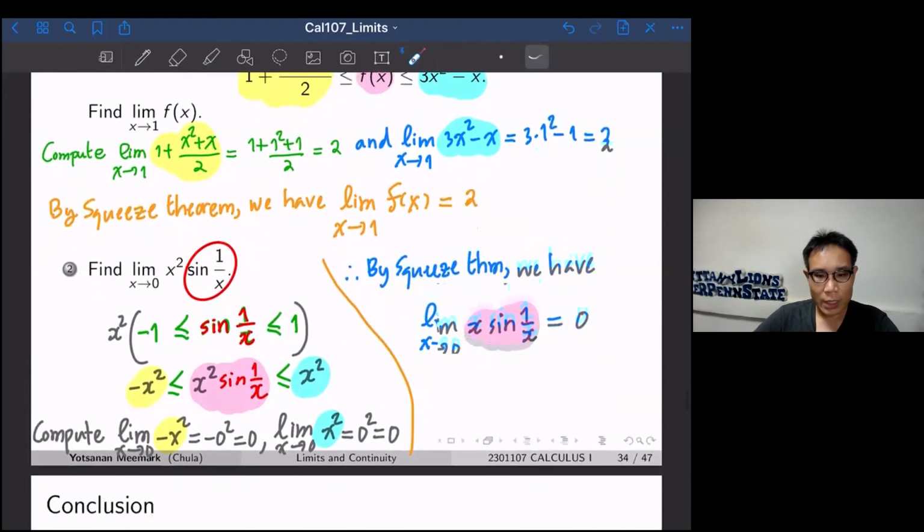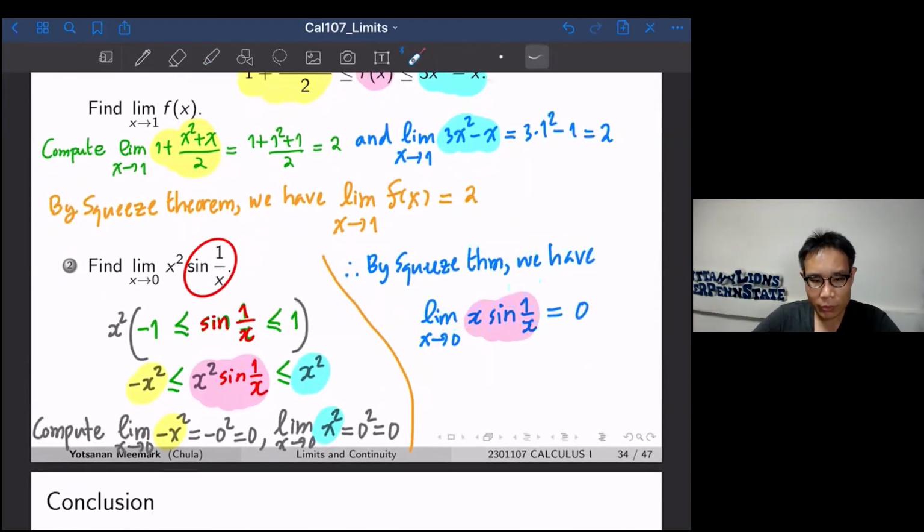Similarly, for the second guy, this one is a little bit more difficult because it doesn't give you the top or the bottom function yet. However, you may have to recall the property of the sine. Sine 1 over x will lie between negative 1 and 1, and you're going to multiply both sides by x squared.